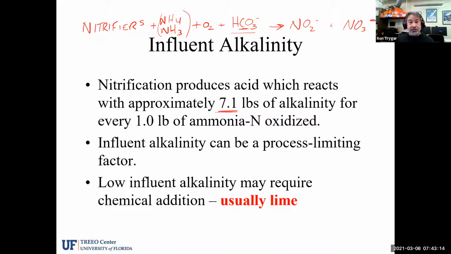So this is a big number. This is a lot. We know that alkalinity comes in the wastewater from the potable water source, but there may be times when we just don't have enough to supplement the amount of nitrification that needs to take place. I was going to say, let's see if we have a mathematical slide to show you, but I'm going to show you right here. So if we have 7.1 pounds of demand on the alkalinity for every 1 pound of ammonia coming in, then we're going to use up a lot of our alkalinity.